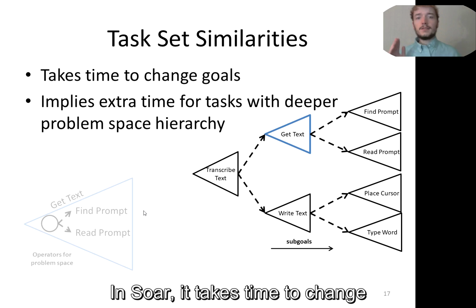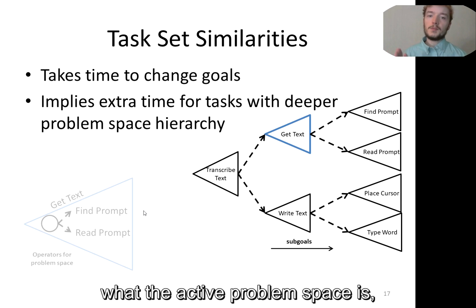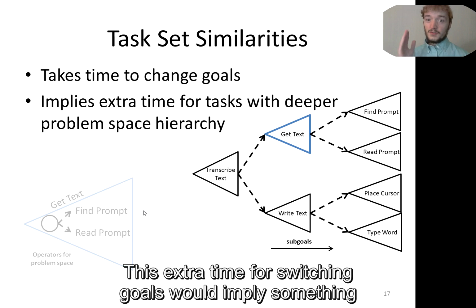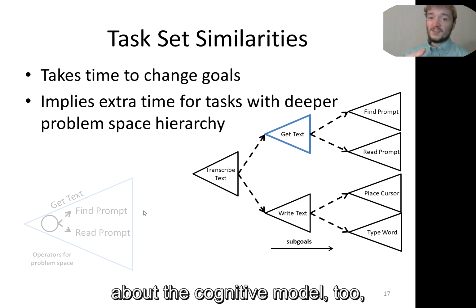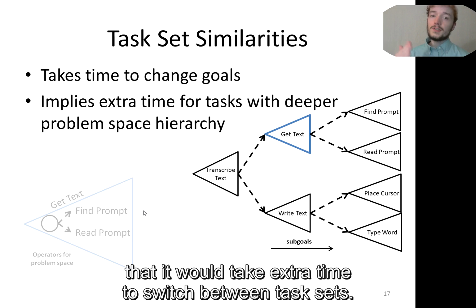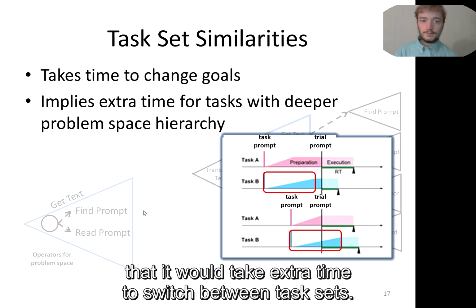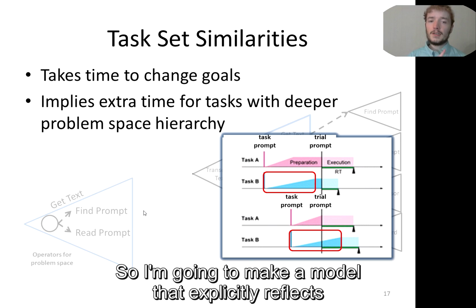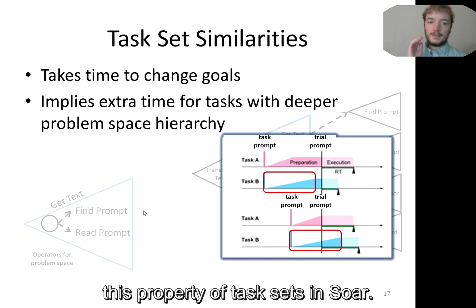In Soar, it takes time to change what the active problem space is, what the goal is. This extra time for switching goals would imply something about the cognitive model too, that it would take extra time to switch between task sets. So I'm going to make a model that explicitly reflects this property of task sets in Soar.